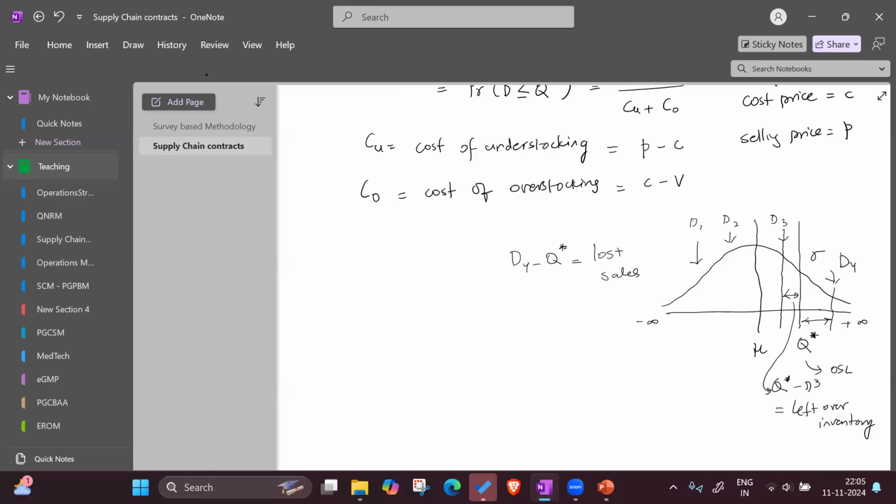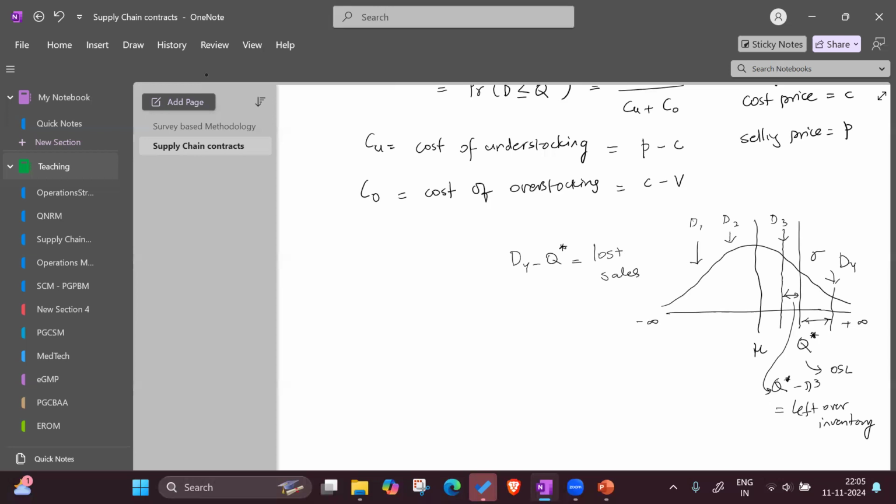Now, given that the demand follows a distribution with mean mu and standard deviation sigma, if we are interested in identifying, if I am going to stock Q star, what are the chances that I will end up with leftover inventory? What are the chances that I will end up with a lost sale? How much would that expected value be? It is of interest to me to understand whether I should stock more or stock less. So that is the reason why we are first understanding this.